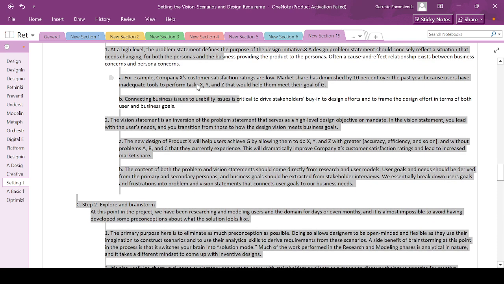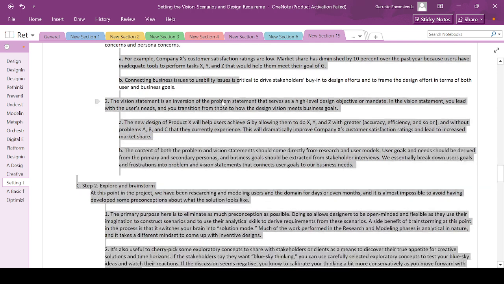For example, company X customer satisfaction ratings are low. Market share has diminished by 10% over the past year because users have inadequate tools to perform tasks X, Y, and Z that would help them meet their goal of G. So as you can see, it's about meeting their goal of G, because once they meet their goal of G using tasks X, Y, and Z, they will be more productive, they will earn more, and therefore we will earn more.